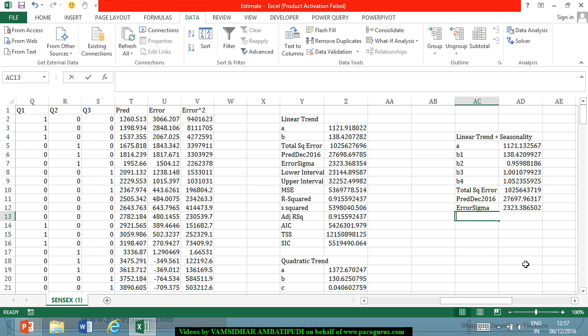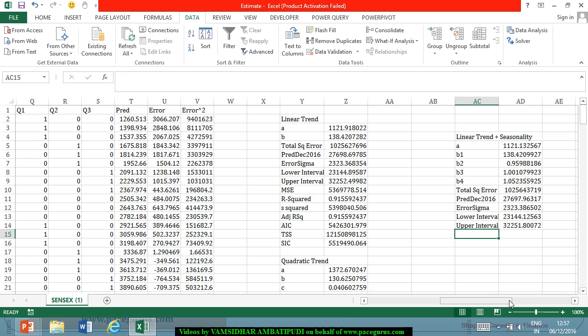But anyway, if I want to go ahead with the lower interval, it is the predicted value minus 1.96 times the sigma, assuming the error is following a normal distribution, and the upper interval is the predicted value plus 1.96 times the error sigma. So as per this, the value can lie anywhere between 23,144 and 32,252.